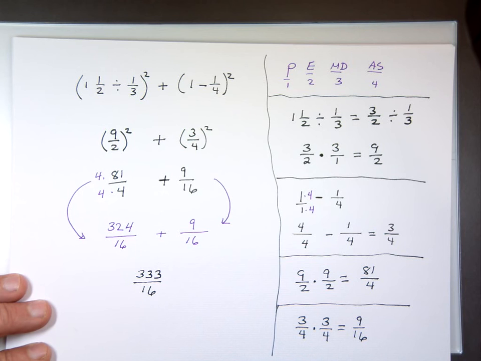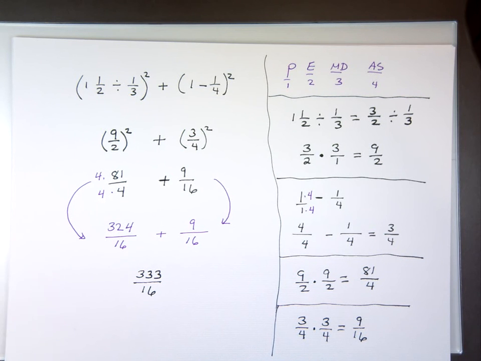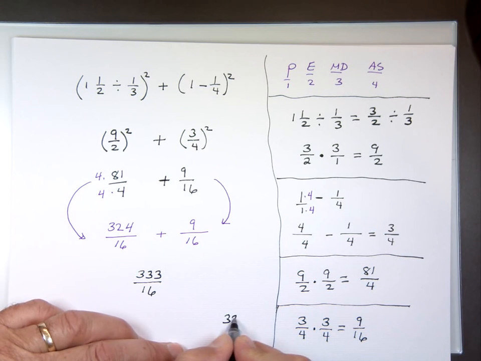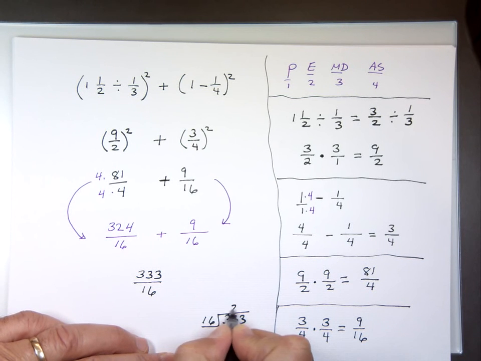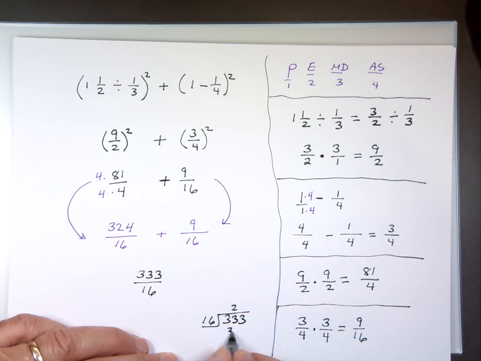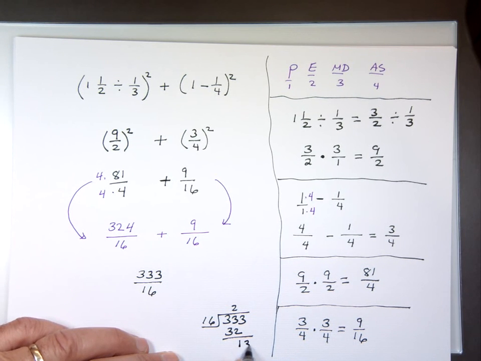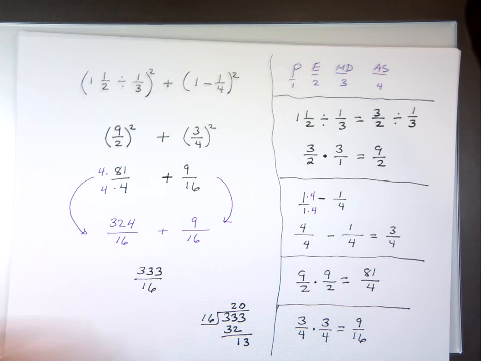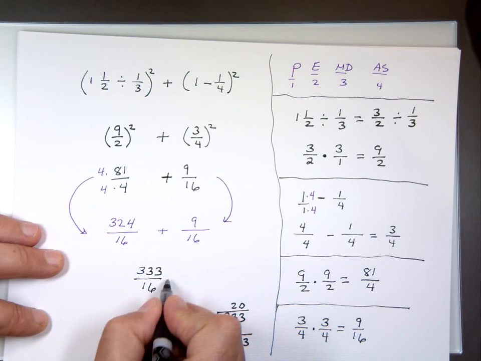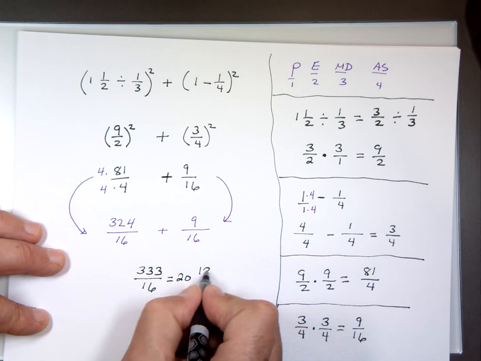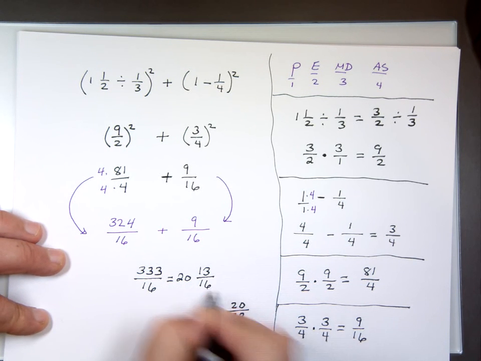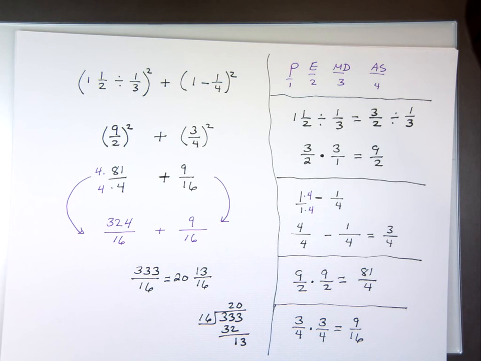And if they want the answer as a mixed number, you go 333 divided by 16. 2. 2 times 16 is 32. The remainder is 1. Bring the 3 down. 13 by 16, 0. You can't. So that's 20 and a remainder of what? 13 over 16. And that's the answer to that problem.